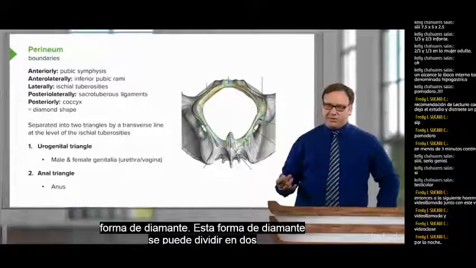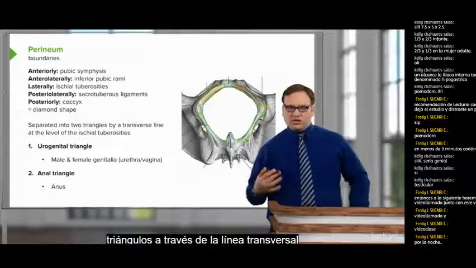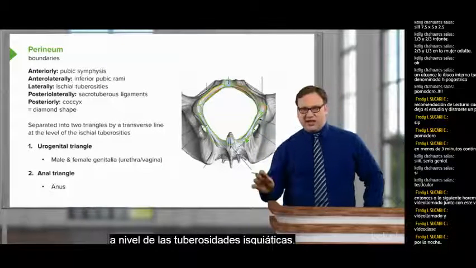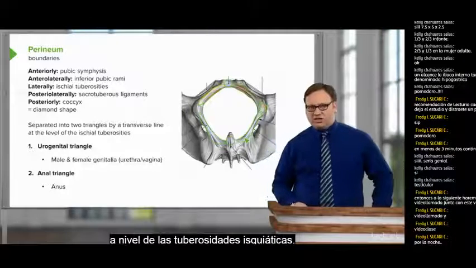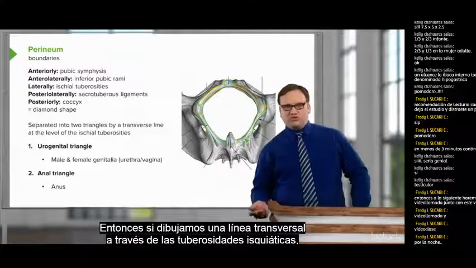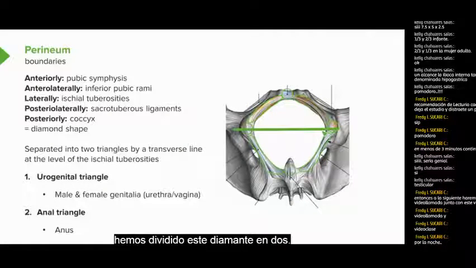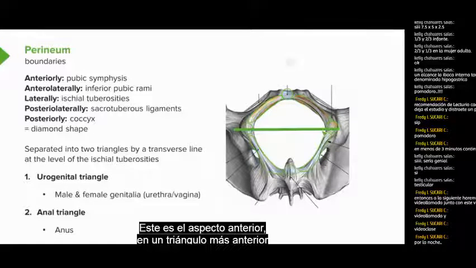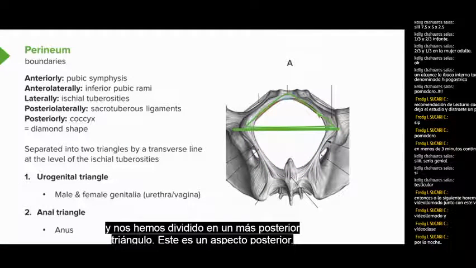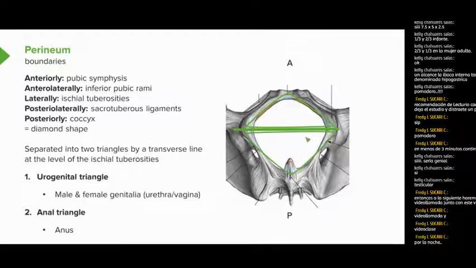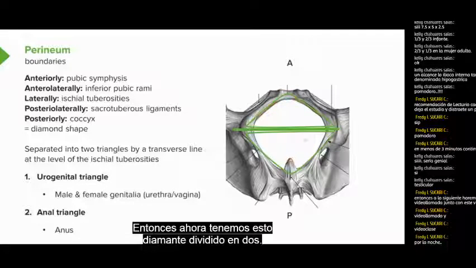This diamond shape can be divided into two triangles via a transverse line at the level of the ischial tuberosities. So if we were to draw a transverse line across the ischial tuberosities, we've split this diamond into two. We've split it into a more anterior triangle, this is the anterior aspect, and we've split it into a more posterior triangle, this is the posterior aspect. So we now have this diamond split into two.